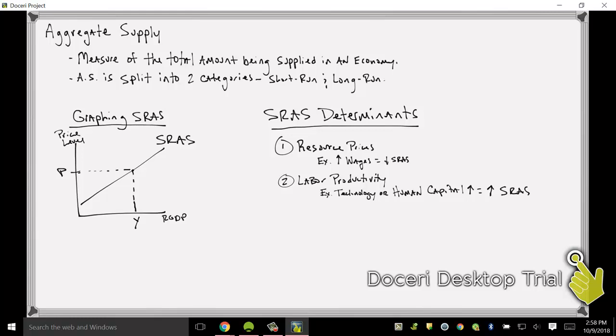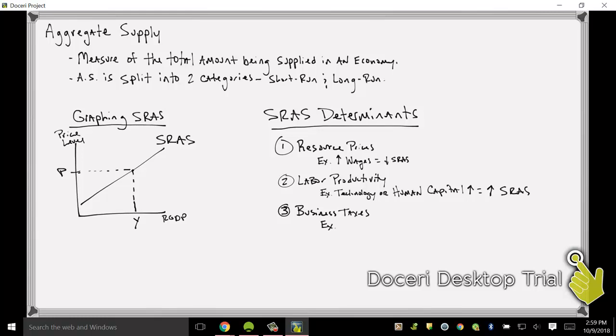Moving on to determinant number 3. Determinant number 3 is going to be business taxes. And this is just the government's way of taking money away from businesses or giving businesses more money. And so when there's a change in business taxes, that is going to impact businesses' ability to produce.